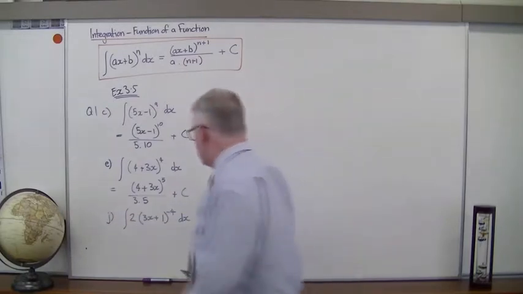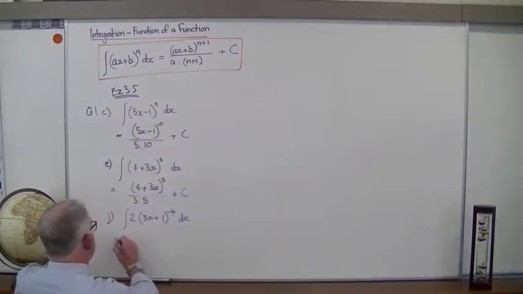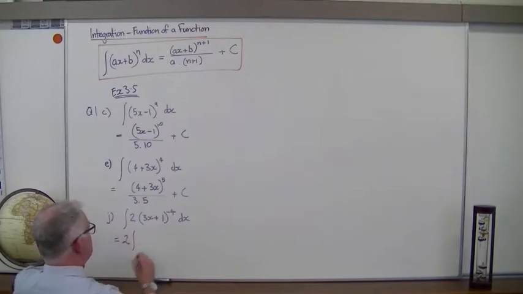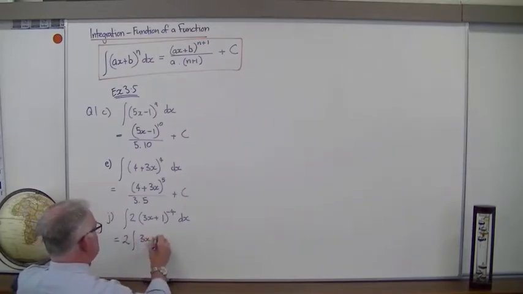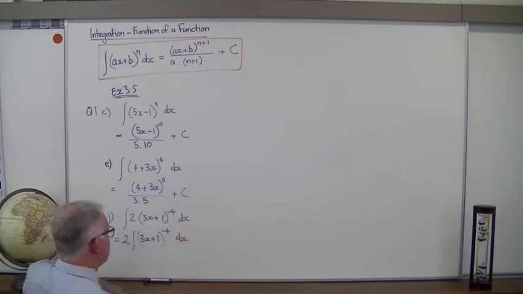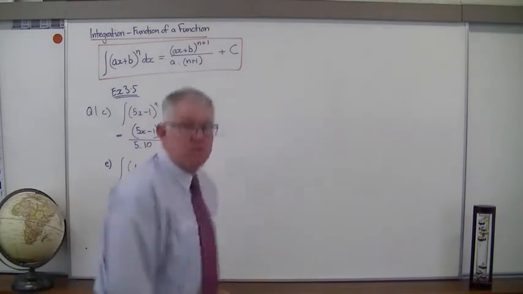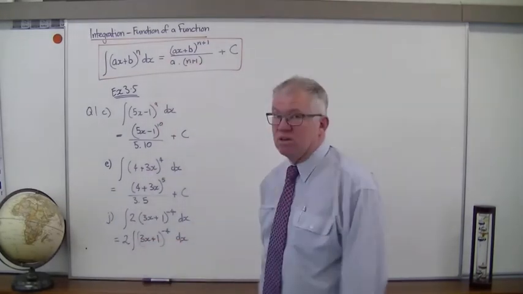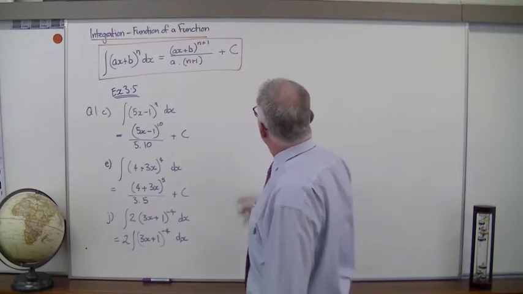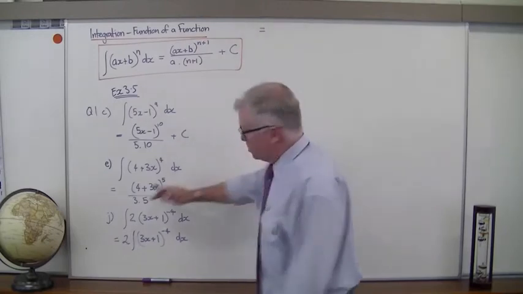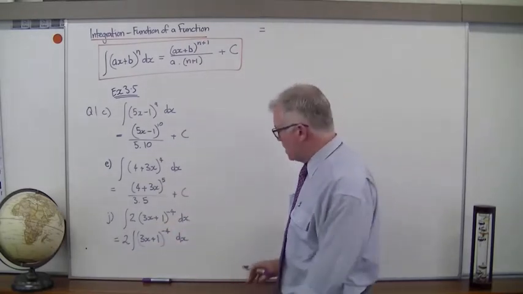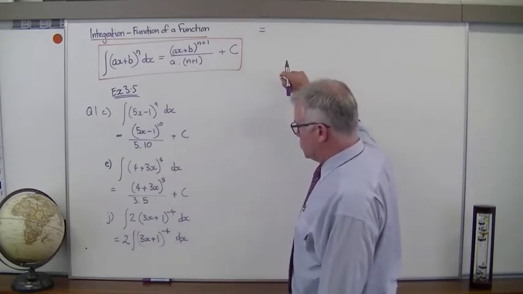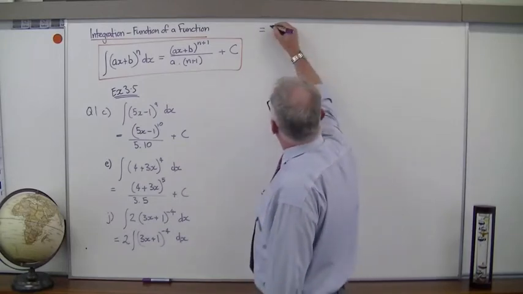So let's do that. We'll end up having 2 outside the integral of 3x plus 1 to the power of minus 4 with respect to x. And now for the final bit, we would just, again, follow this template, follow this algorithm, and we'll get that our answer is, sorry that it doesn't all flow on beautifully there, but you'll still get the same result, even though it's gone to the top of the board here.